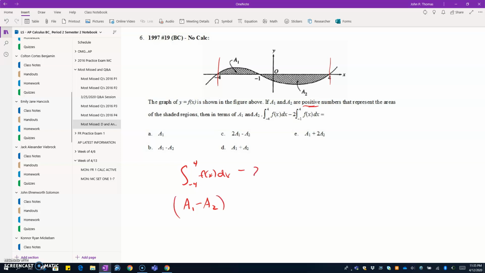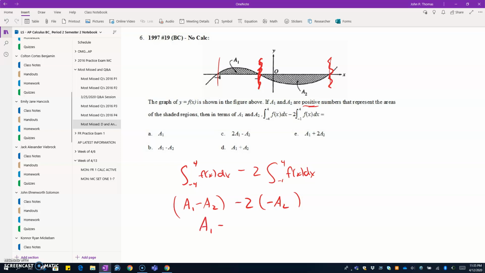All right, then we have minus 2 times the integral from -1 to 4 of f of x dx. So I've got my -2, and now I need to plug in an expression for the integral from -1 to 4, from here to 4 here. That one's going to be the opposite of a2, because a2 is the positive version, but it's below the x-axis, so we're going to take a negative.